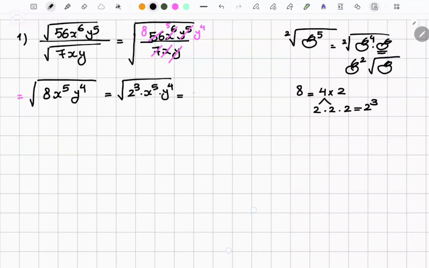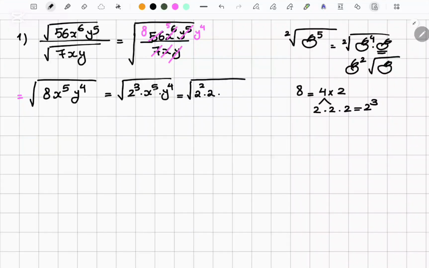So over here, pay attention. We said that the index was 2. 3 is not divisible by 2. This 3 over here is not divisible by 2. So what I'm going to do is this, that I'm going to write 2 to the power of 3 as 2 to the power of 2 times 2. Okay, I'm going to put a dot here because it's going to be confusing in some terms.